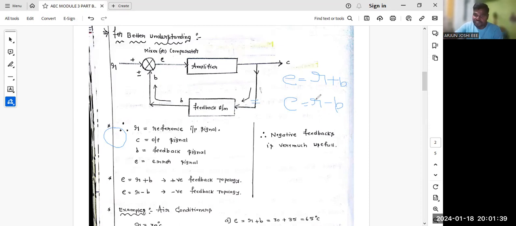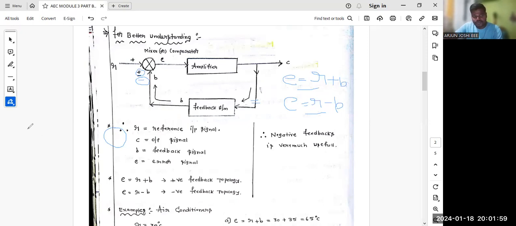I hope all of you understand what we mean by positive feedback and negative feedback. If we take positive, this is nothing but positive feedback. If we take negative, that is called a negative feedback amplifier. What do you mean by this error? E is nothing but an error signal.